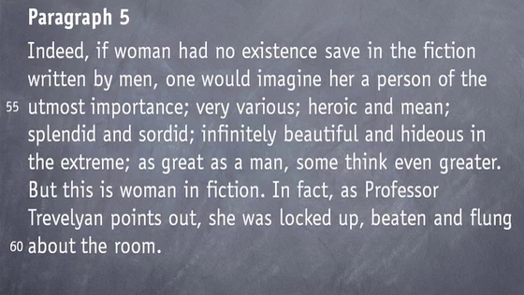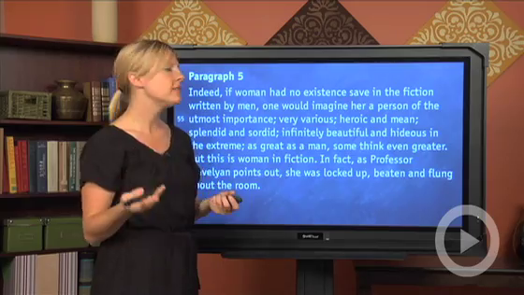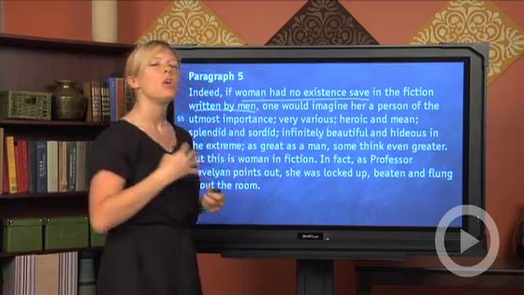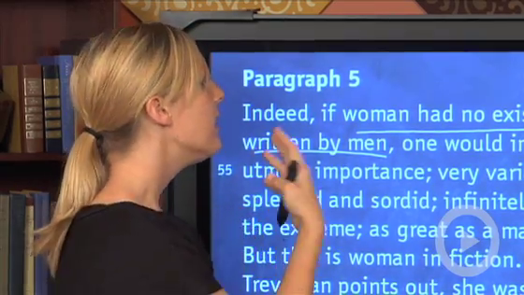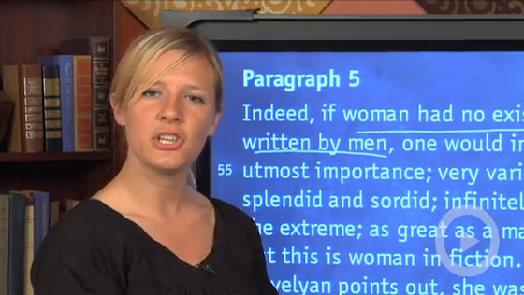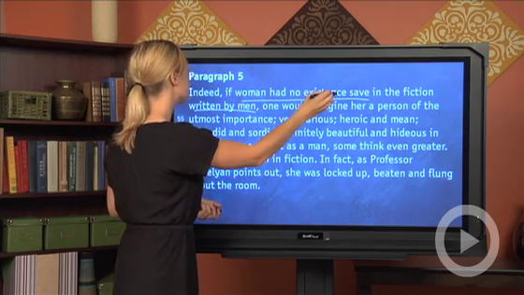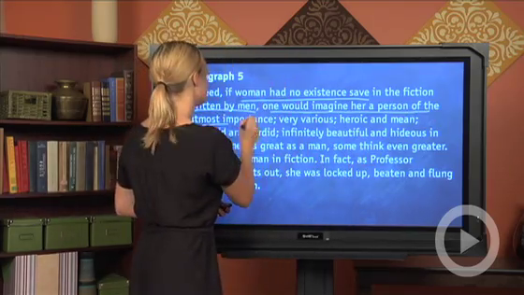Let's move on to the last paragraph. "Indeed, if no woman had existence save in the fiction written by men, one would imagine her a person of the utmost importance." There we go. You don't even need to finish reading the whole paragraph. What it basically says is that if no woman had existence save in the fiction written by men. So what we can conclude from reading the topic sentences is that Virginia Woolf is writing a historical account of women in fiction, probably around the time that she lived, and trying to determine why, if women had no existence save in the fiction written by men, one would imagine her as a person of the utmost importance.